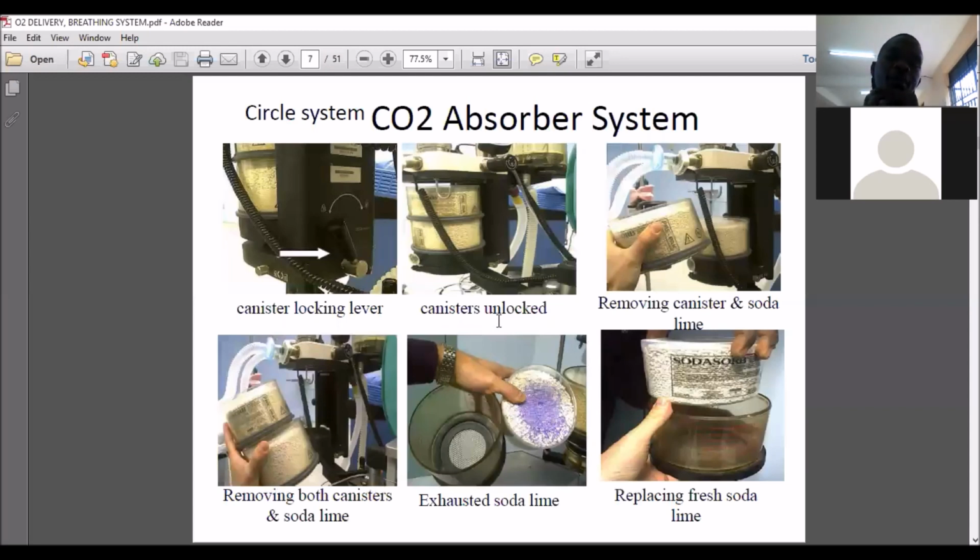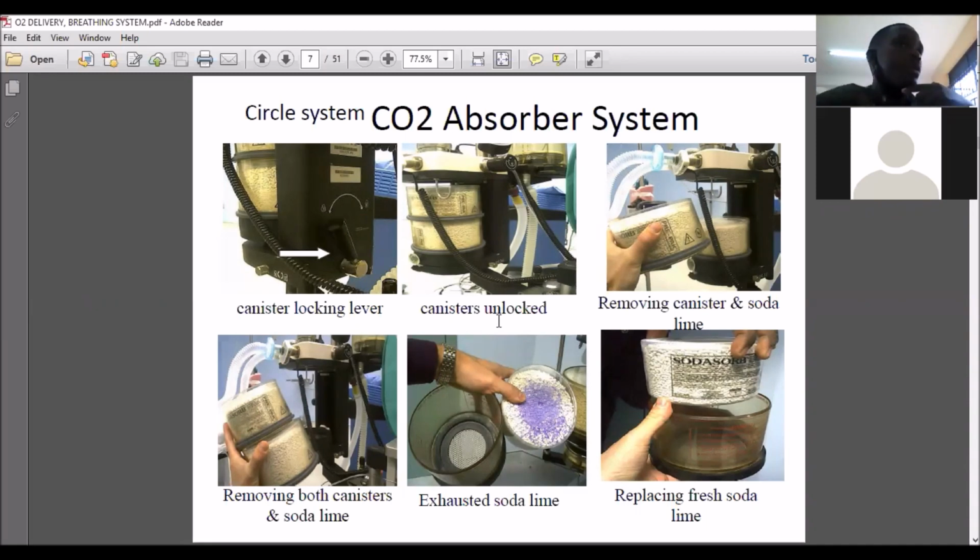Then we have the carbon dioxide absorber system. This carbon dioxide absorber system contains limestone, okay? So limestone, we know its major function is to absorb the carbon dioxide. This absorber system is mostly used in a closed system. We shall really pass through the systems when we reach there. It is used usually in the closed system, whereby I want the patient to fully utilize the oxygen that I'm supplying.